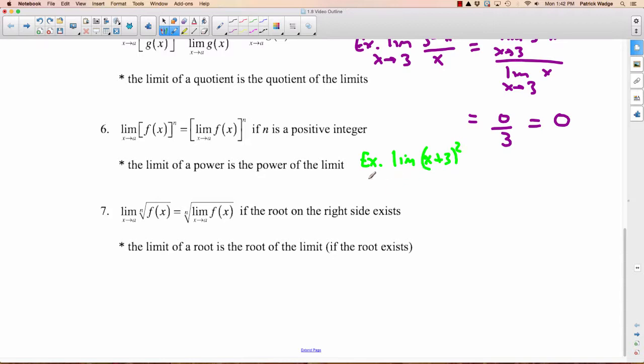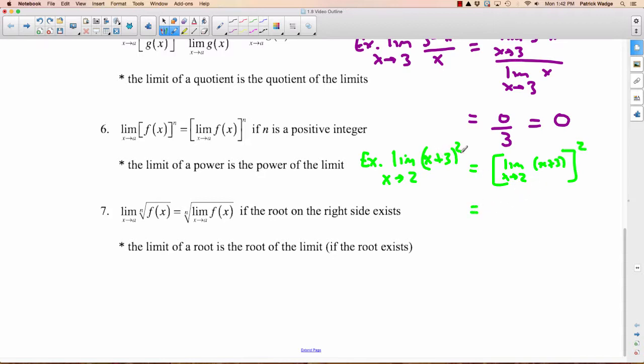as x approaches 2. And what this limit tells us is that we can actually save the squaring to the end. We can take the limit of x plus 3 as x approaches 2, and then once we have that, we can square it. So that's nice.